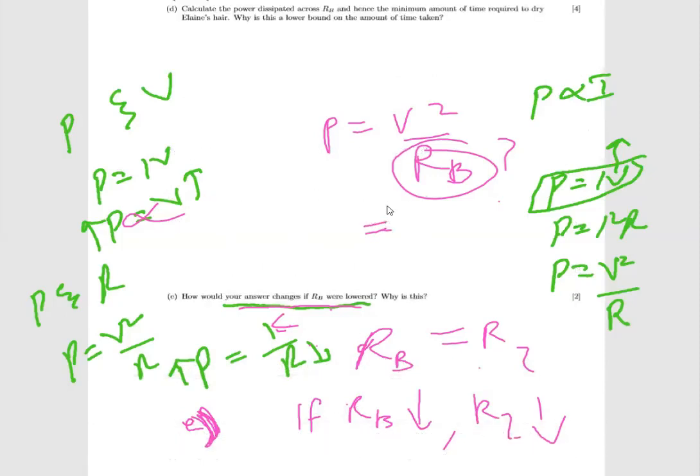Okay, so first you need to understand what RB is and what R2 is. R2 is the parallel combination of RA and RB. So if you decrease RB, then R2 will also decrease. Yes, but the question is, how would your answer change if RB was lowered? So how would the time taken change?